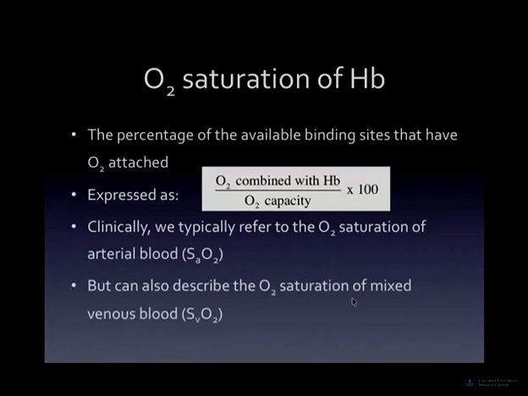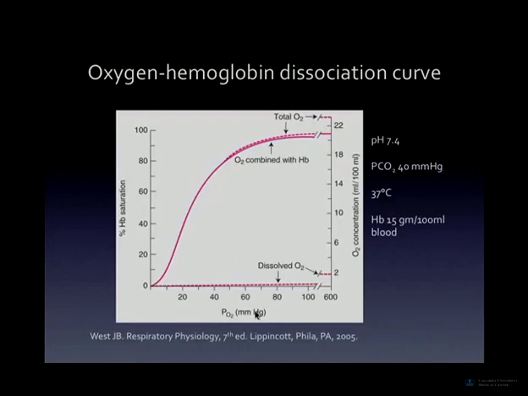Oxygen saturation of hemoglobin is a very, very useful clinical tool. This is just the percentage of all the hemoglobin binding sites that actually have oxygen attached. Mostly on the wards, you're going to talk about oxygen saturation of arterial blood, the SaO2. But you could also use this concept to talk about the saturation of mixed venous blood as well.